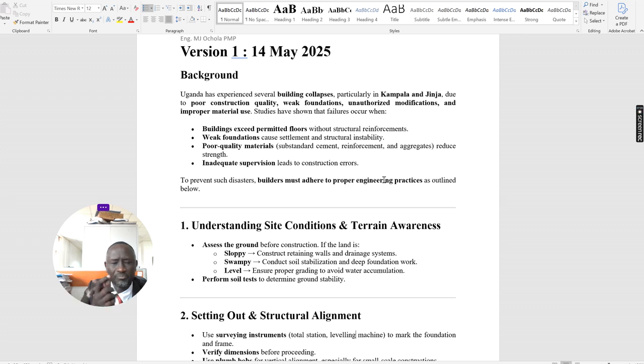And then also poor quality. So how do you go about it? I think this is now where they do a bit of quality control testing, and without having testing certificates, or even attending some of the testing, inadequate supervision leads to construction errors. Definitely.